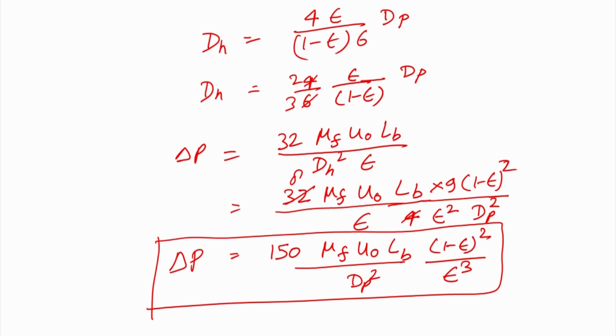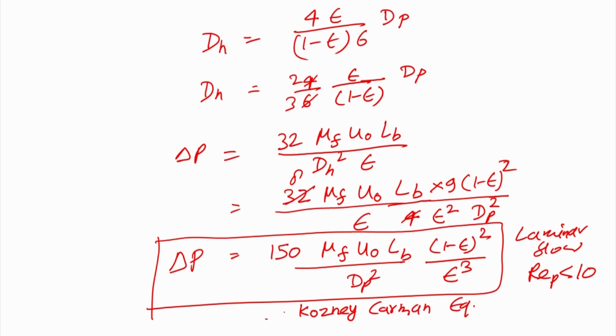So this is a class of the equation which is being used to calculate the delta P in a packed bed for the laminar flow. So this is for the laminar flow. Now we know that for laminar flow with particles, this equation has been found to be experimentally valid till REP, the Reynolds number of the particle, is less than 10. And it is a very famous equation, known as the Kozeny-Carman equation, which is valid for laminar flow of the packed bed reactor.